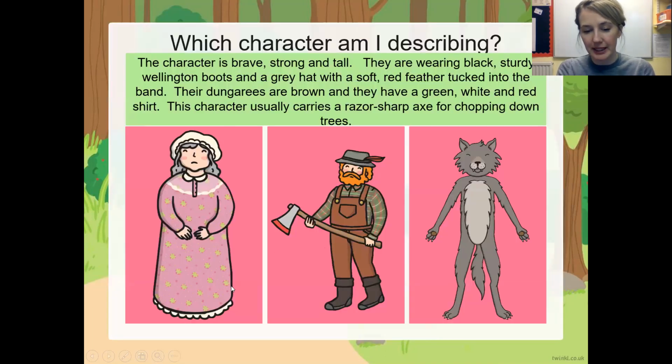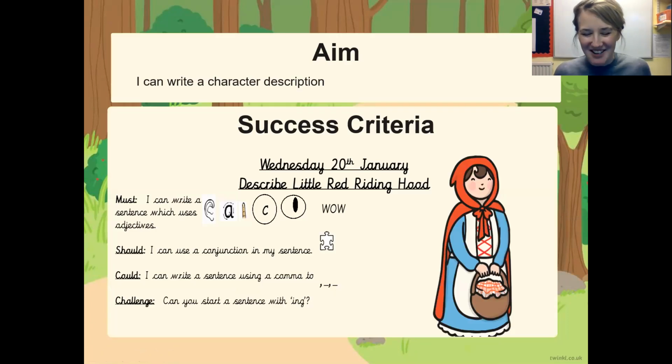This jigsaw piece here means that I'm looking for conjunctions, the sticky words, like because and so. And then down here we've got using commas in a list. Maybe you could try and use 2 adjectives in your description, or even use a comma and an and, so that you can make a sentence with commas in a list. Now I've put a challenge at the bottom there, and I will explain it a bit more in a moment: you could start a sentence with ing.